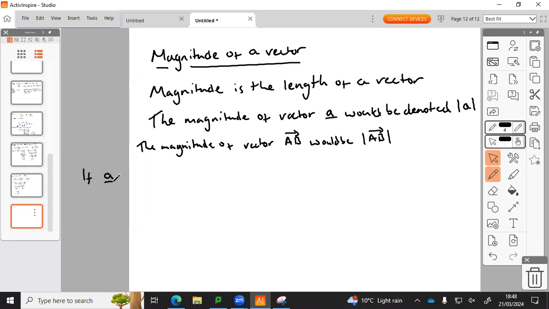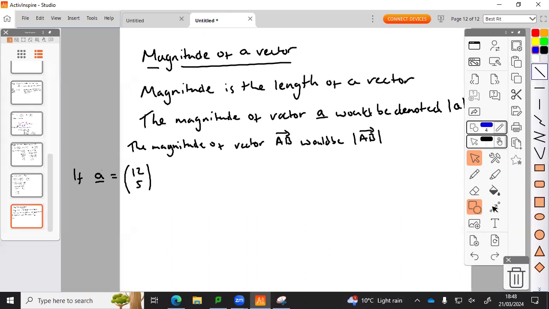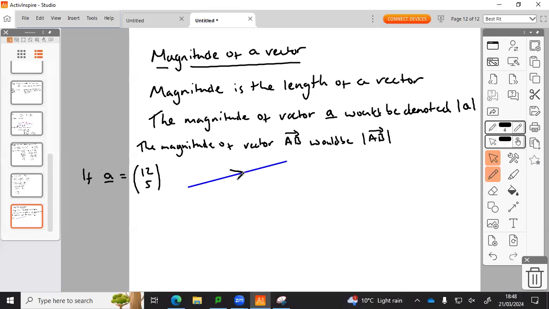Take a vector A in component form 12 and 5. Visually, what that would look like would be positive on the x-axis and positive on the y-axis. So we're going along 12, no, 5. Now you might be able to see very quickly that creates a wee right angle.